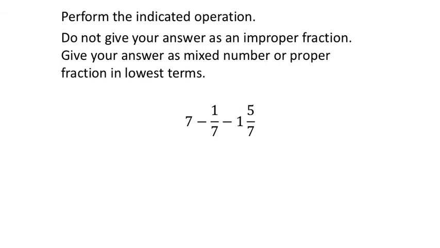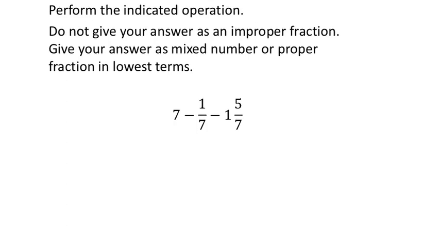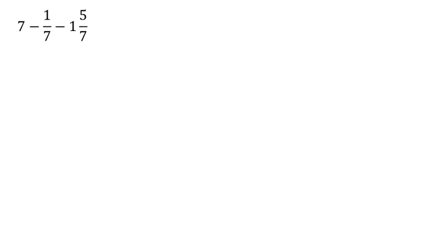Now don't panic, even though we are subtracting with 3 numbers here, right? 7 minus 1/7, minus 1 and 5/7. The good news is that these final 2 fractions, at least, have the same denominator. So when we get to that point, that part of it should be at least convenient. All right, well, let's look at this.